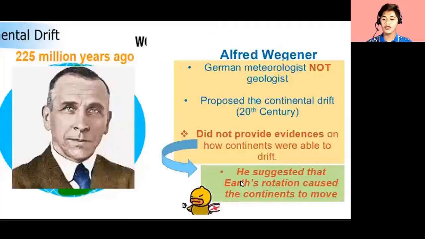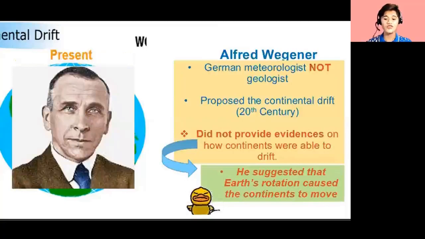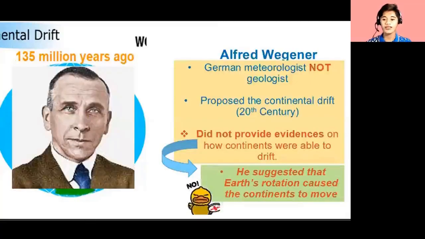The continental drift was first proposed by Alfred Wegener, a German meteorologist and not a geologist. Scientists did not accept Wegener's theory of continental drift. The problem is that Wegener thought that the continental plates, which are actually really, really large, and the ocean plates, that the continental plates were somehow pushing their way to the oceanic plates.